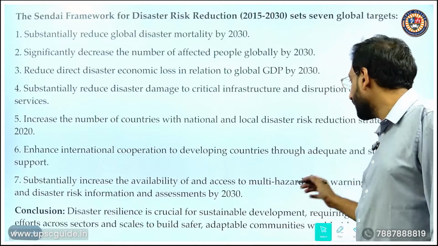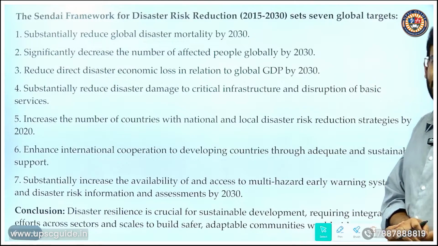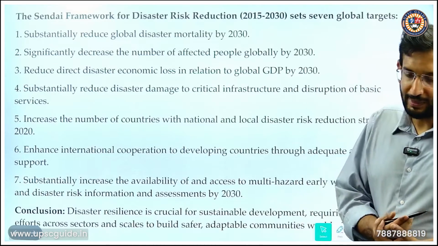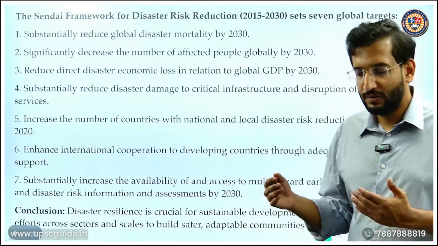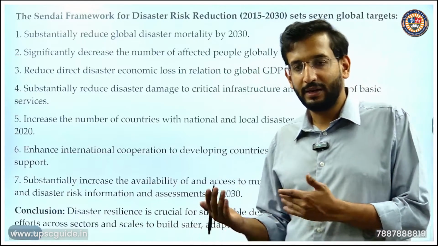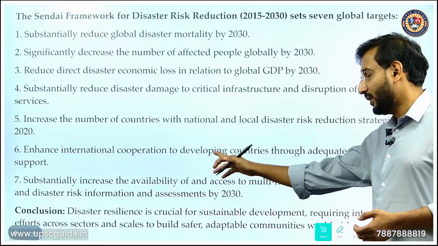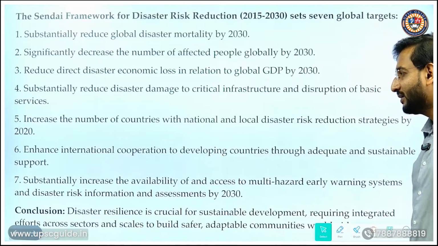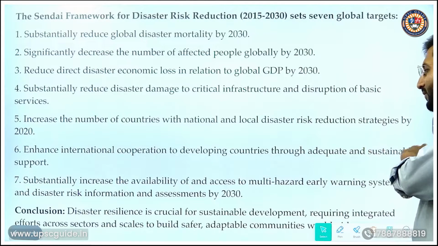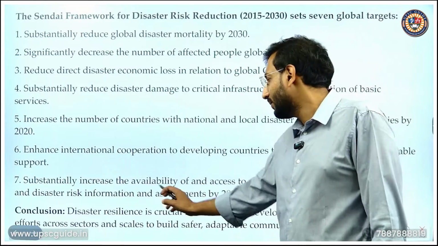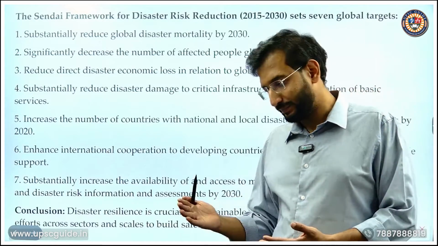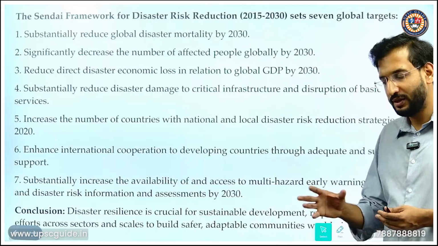Sixth is about international cooperation through the Sendai Framework: exchange of practices, traditional practices, exchange of technologies, exchange of military help, like India does. Seventh, you can also write some examples which India has done. Seventh is substantially increasing the availability of and access to multi-hazard early warning systems and disaster risk information and assessment by 2030. It is talking about technology transfer as well as sharing expertise across the international players.